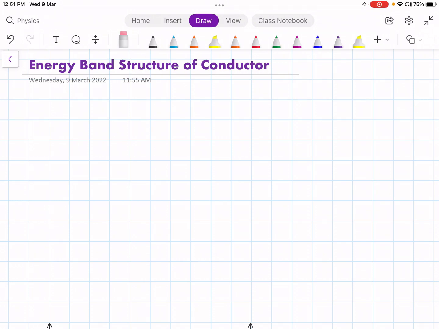Energy band structure of conductor. In the conductor, this Fermi energy level lies within the conduction band.